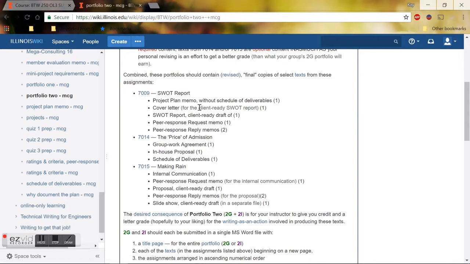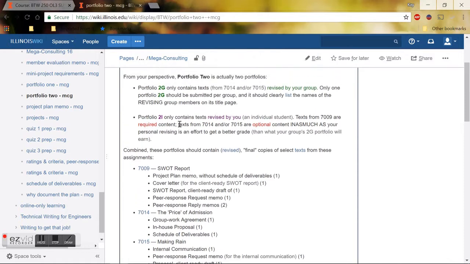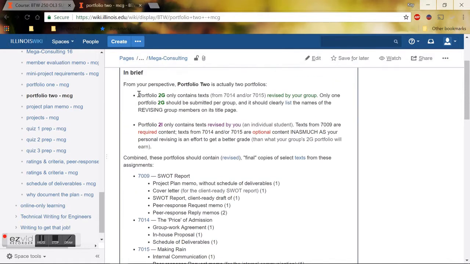Okay, so these are all of the documents from your first submissions that you are going to be revising for Portfolio 2. But if you look at the top here, these two bullet points, it tells you that anything revised by your group should be submitted in 2G, so that would be 7014 and 7015. And anything you revise individually, namely 7009, but also anything else that you wish to do a second revision of yourself, and I'll explain that more in a minute.